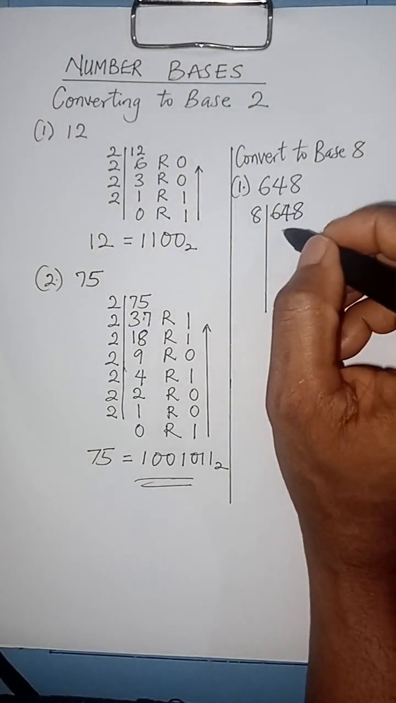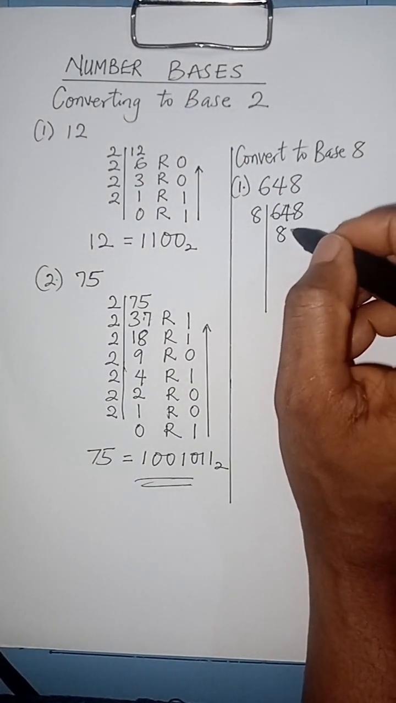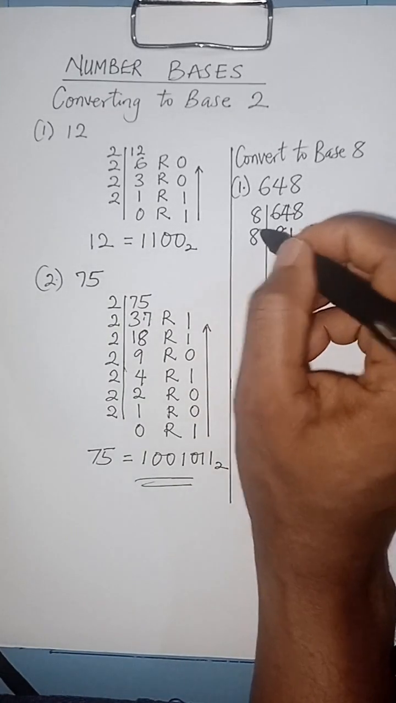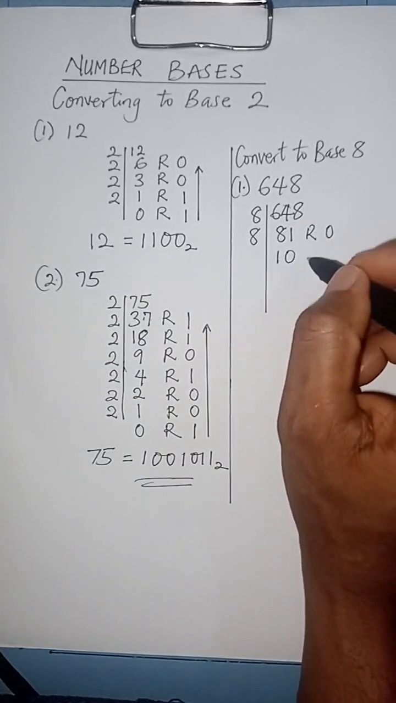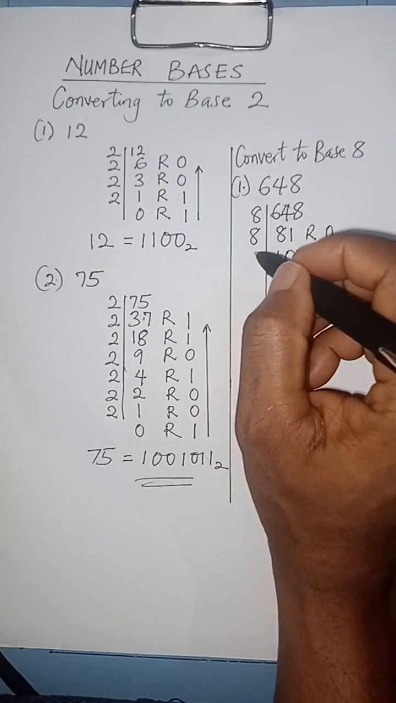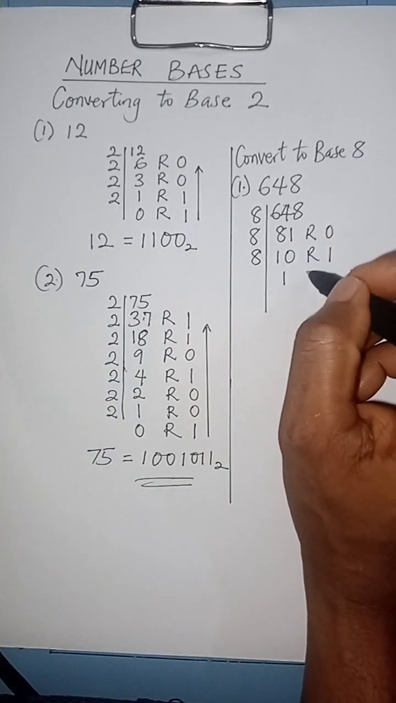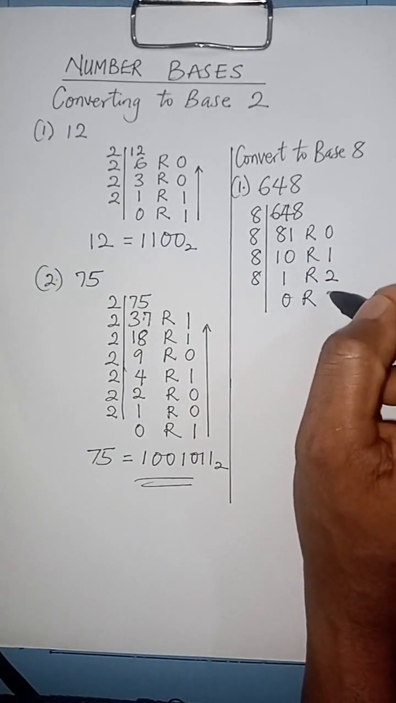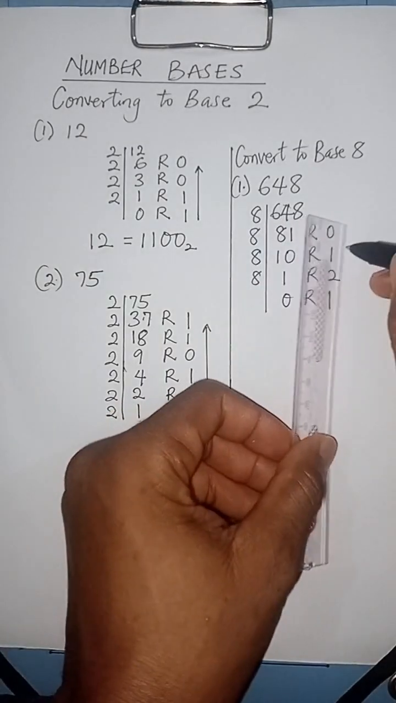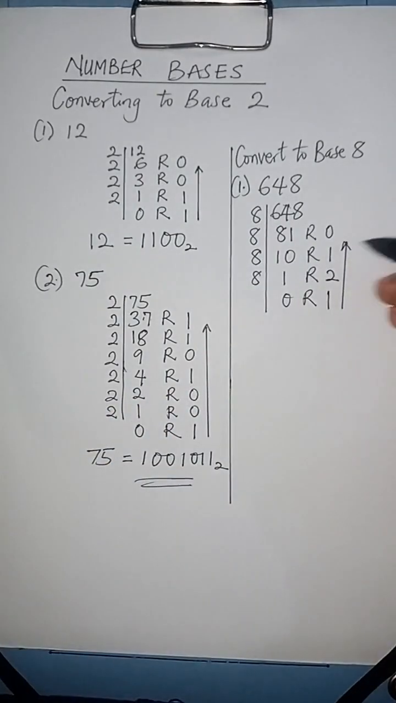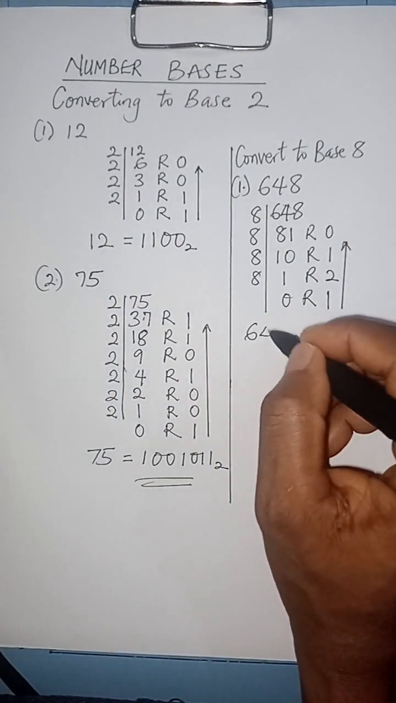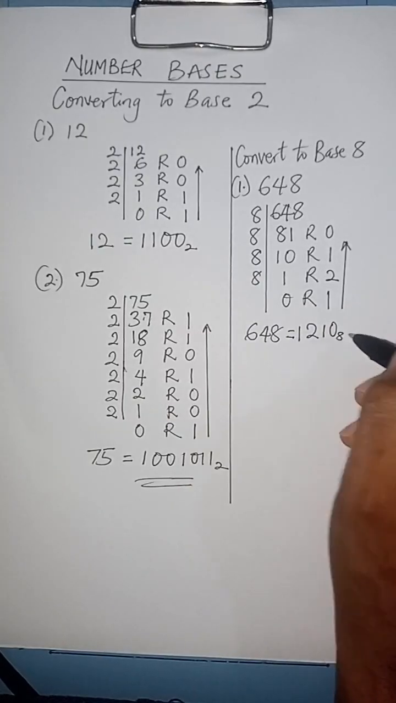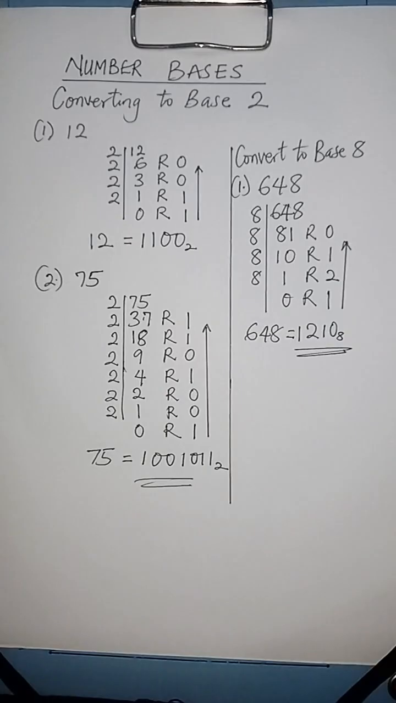So 648 divided by 8 is 81, remainder 0. Divide again, it's going to be 10, remainder 1. If you divide again, it's going to be 1, remainder 2. And if you divide, it's going to be 0, remainder 1. So you're going to take them from the bottom to the top. So 648 will give you 1210 in base 8. That's the solution to the question.